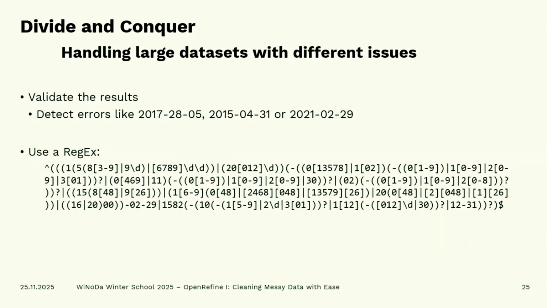That one is a regular expression that validates all of the dates in the ISO format, starting from the beginning of the Gregorian calendar until the end of 2019. And it has all of the rules for leap years encoded. That's a way to check if date transformations have worked properly.